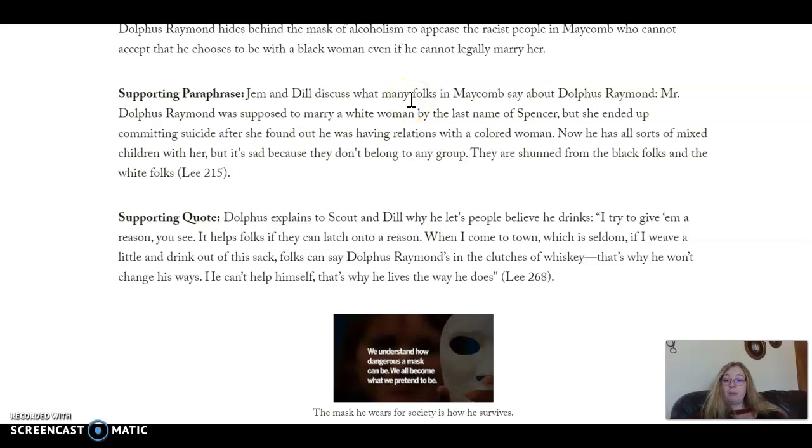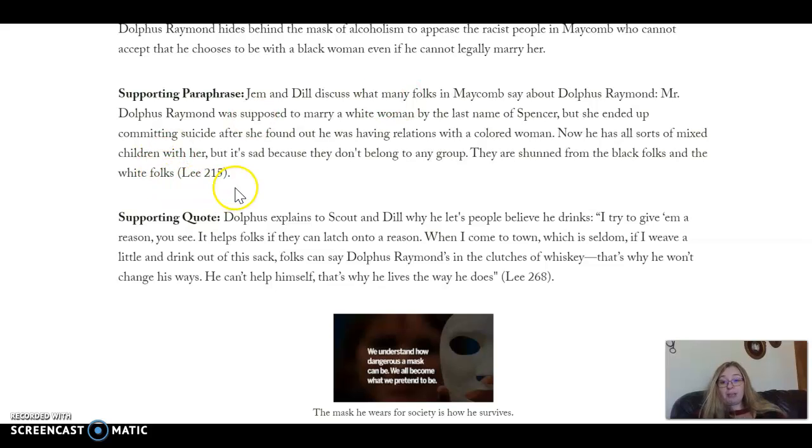Mr. Dolphus Raymond was supposed to marry a white woman by the last name of Spencer, but she ended up committing suicide after she found out he was having relations with a colored woman. Now he has all sorts of mixed children with her, but it's sad because they don't belong to any group. They are shunned from the black folks and the white folks. And again, this quote really does signify how severe and how deep that racist society was in Maycomb.